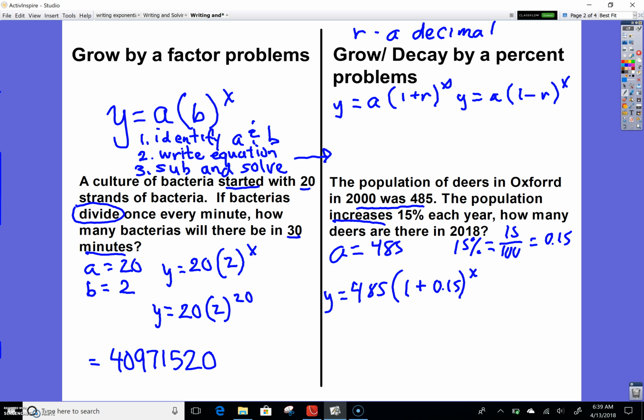Okay, this is a growth. So now, the last part is I substitute and solve. 1 plus 0.15. This is 2018, so that's 18 years later.